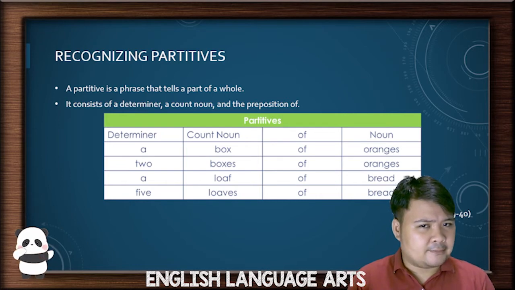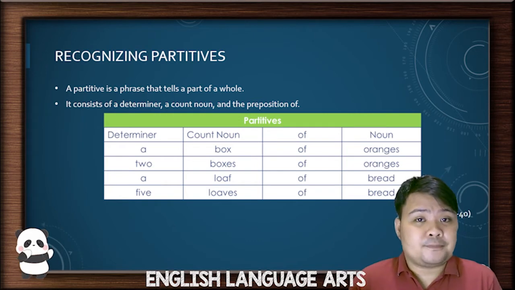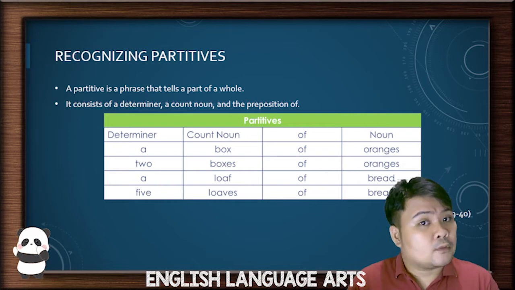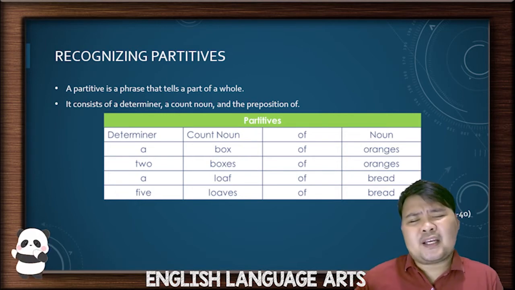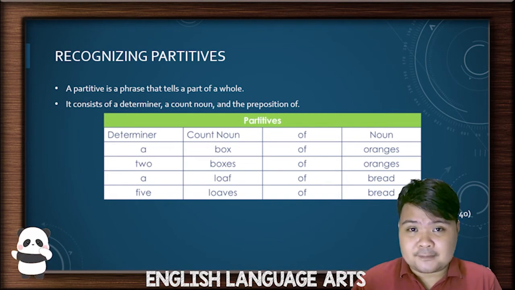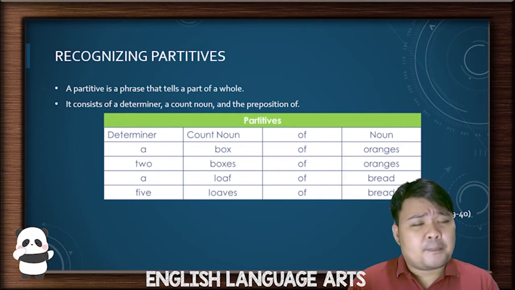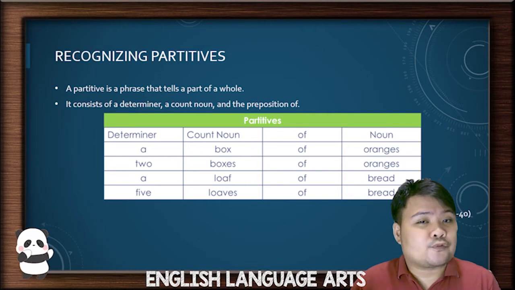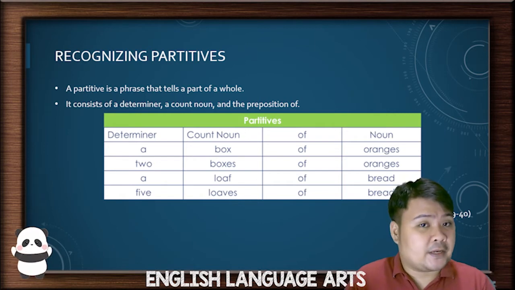Now, a little bit complicated. Let's see it in play in the example over here. You see here, a is your determiner, box is your count noun, of is your preposition, and then oranges. We see here that the first two examples are basically count nouns. We added a partitive and a count noun. That is okay. Partitives are not only meant for mass nouns, rather they could also be used for count nouns to give a specific value or a specific number for it.